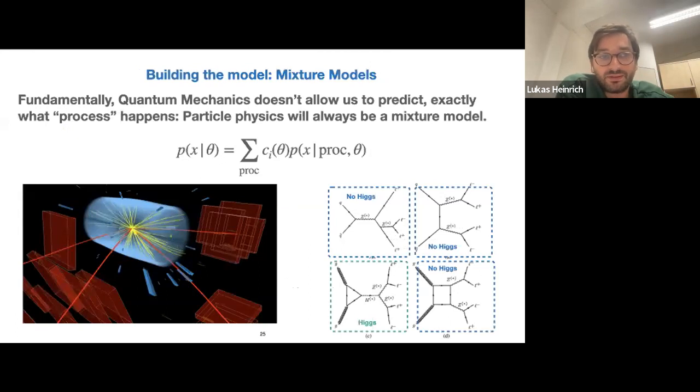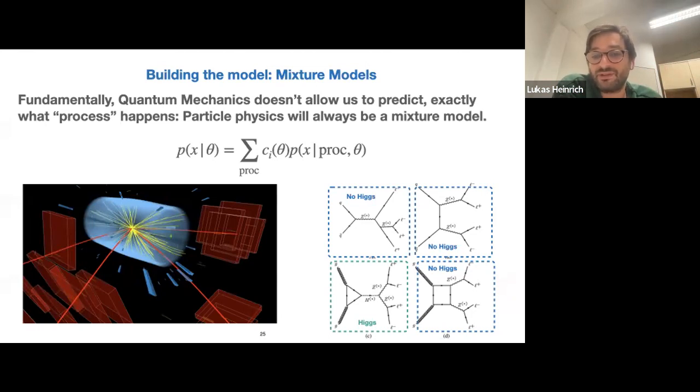And then once you start building the model, one thing to keep in mind is that at the very core, particle physics will be a mixture model, because quantum mechanics doesn't allow us to predict exactly what is going to happen for every single collision, but there's usually a finite set of choices on how these collisions can happen. For example, on the left-hand side, you see an event where you have 4 particles shooting out. You can enumerate how many ways there could be to have a collision with these 4 high energetic particles shooting out. And on the right-hand side, you see 4 possible solutions.